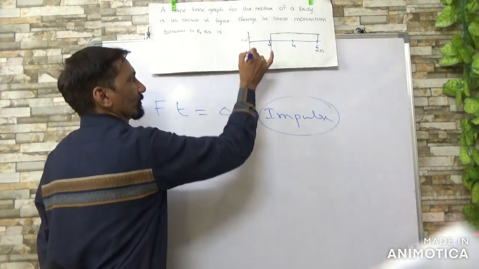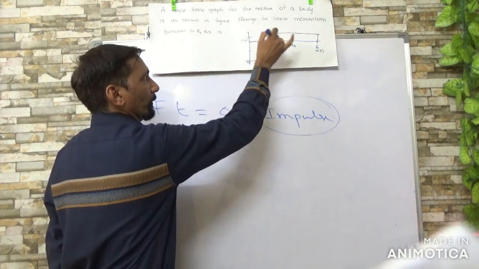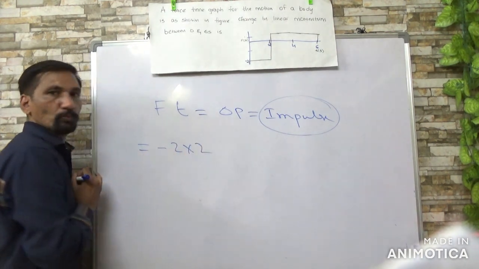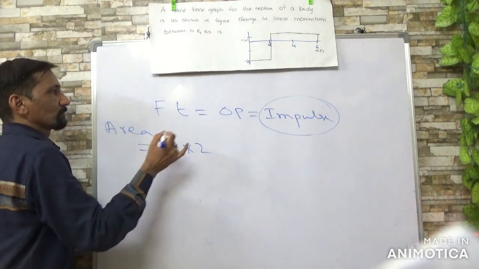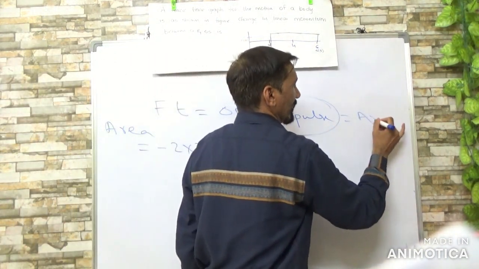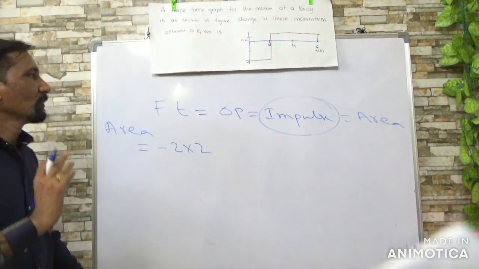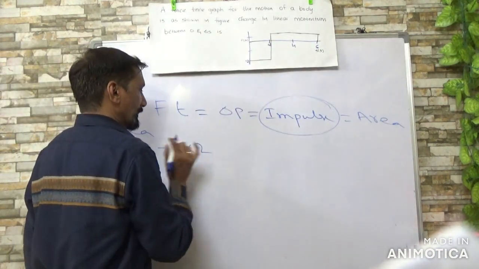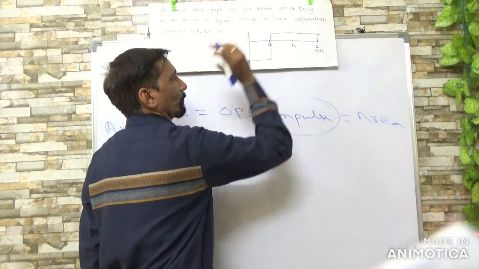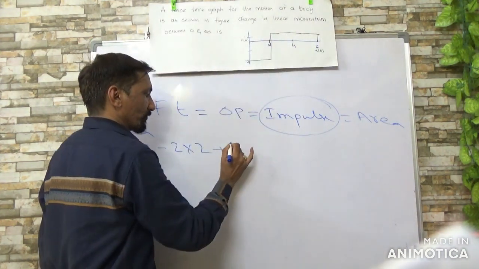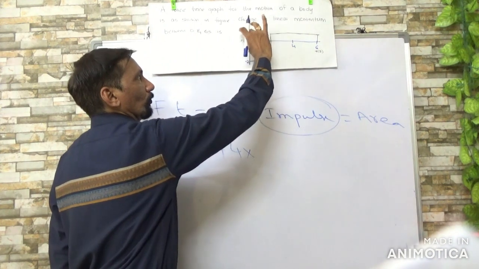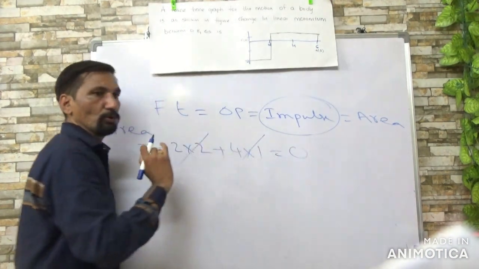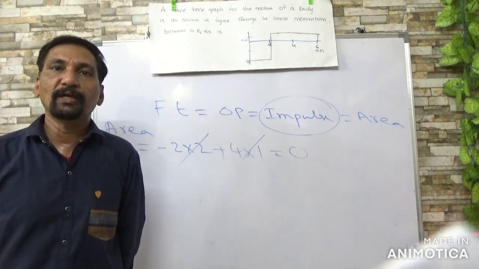Okay, so it is length into breadth, a square form, minus 2 into 2, the area of this. So this is equivalent to the area. Remember, the area of a force versus time graph gives impulse. So 2 into 2, minus, plus. Why plus? Because it is on the positive side. From 2 to 6 the difference is 4, into 1. So plus 4 minus 4 cancelled, 0. Therefore impulse is 0. Okay?